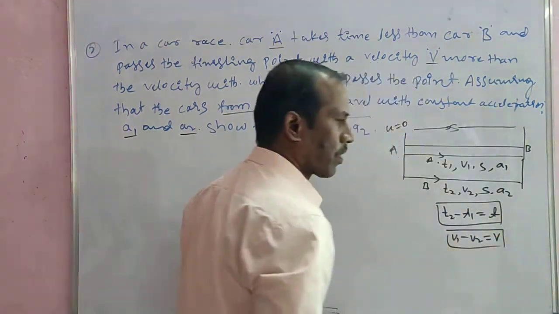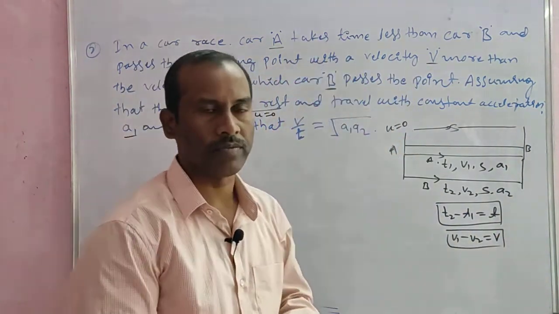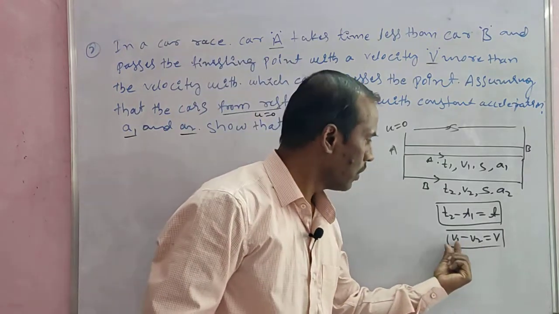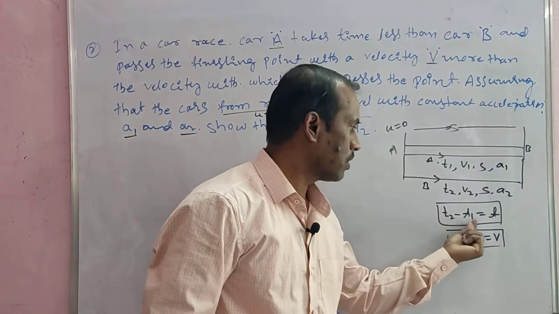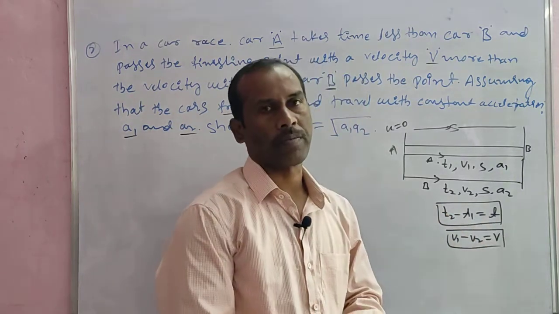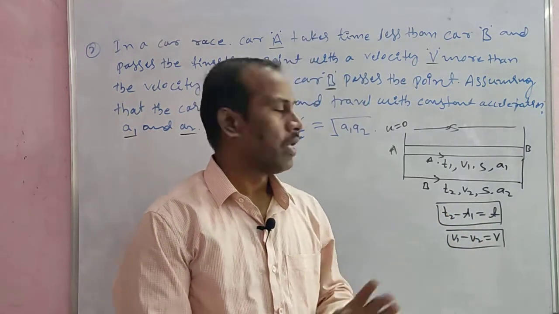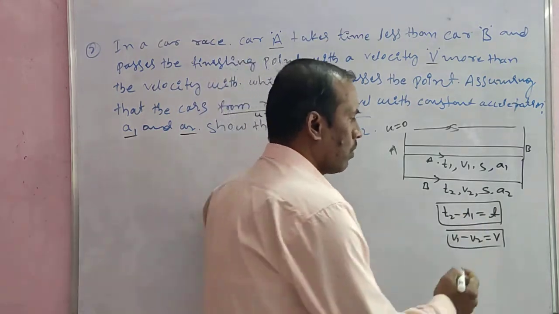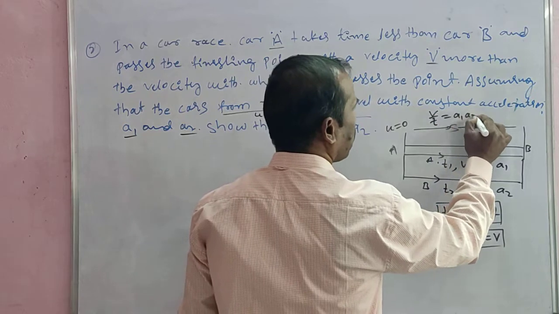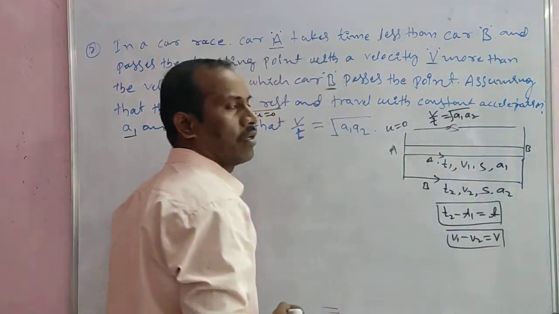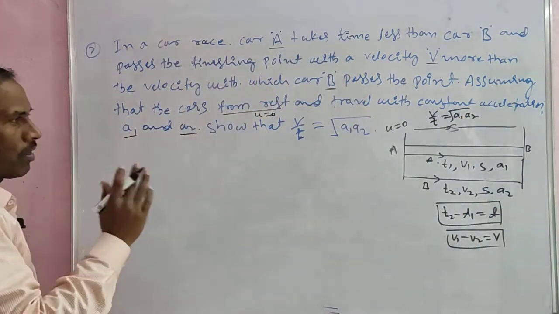This is the information about this question. The velocity difference V1 minus V2 is equal to V, and the time difference T2 minus T1 is equal to T. So the acceleration V by T is equal to the square root of A1 and A2. Now, first of all, car A.